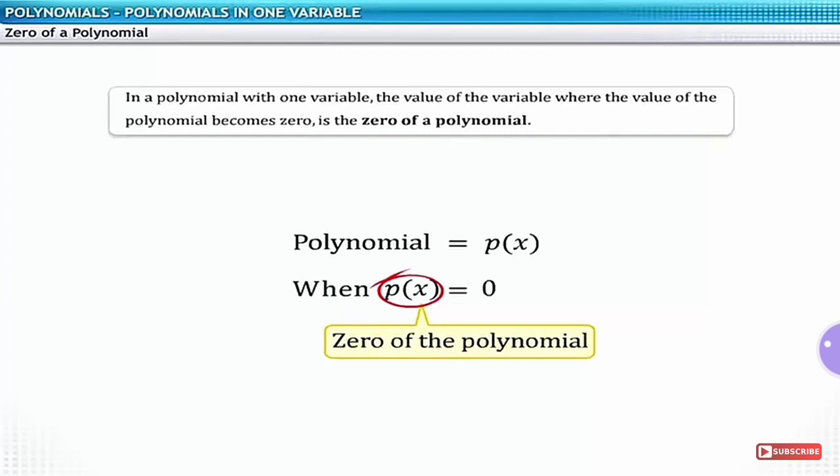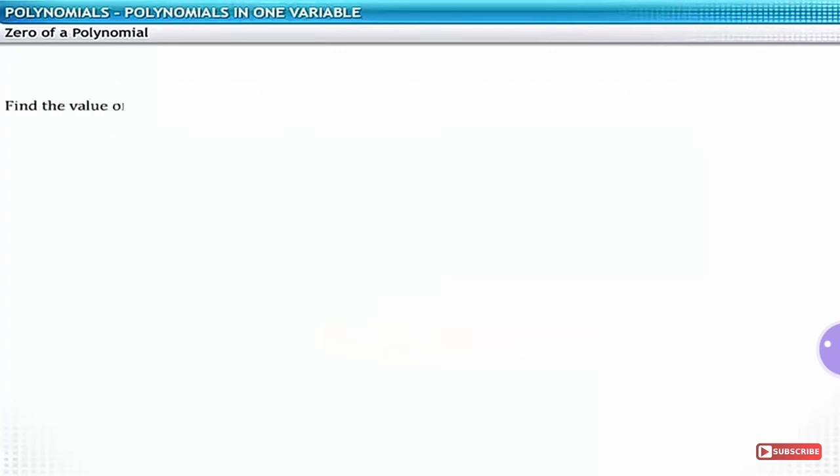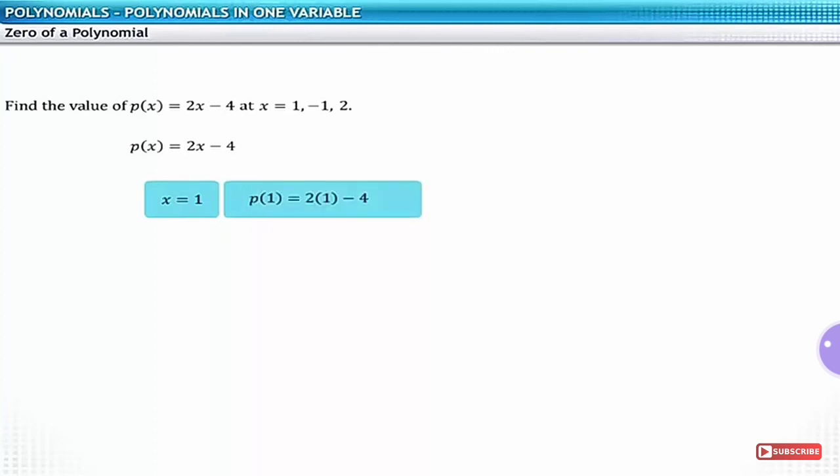Let's take up a problem as an example. Find the values of a linear polynomial p of x is equal to 2x minus 4 at x is equal to 1, minus 1, and 2. Let's solve the polynomial for each of these values of x. First, substitute x with 1 in the polynomial. The value of the polynomial is minus 2.